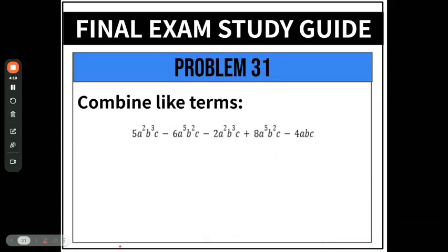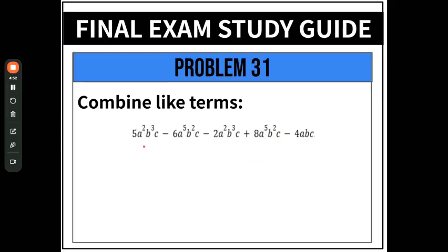Problem 31. Let's combine like terms. So what is a like term? Well, a like term means that the variables after the coefficient, which is the number in front, have to be exactly the same. Exactly the same letters, exactly the same exponents attached to those letters. So let's look for that. And personally, I like to either circle the terms that are like or square the ones that are like. It just helps me visually so that I can start adding or subtracting their coefficients.